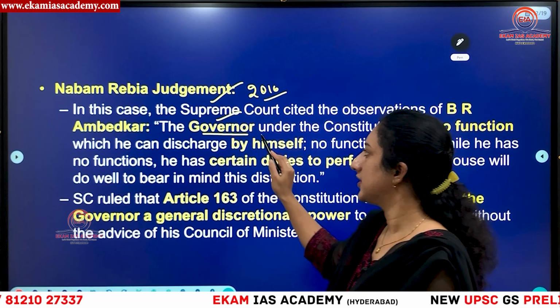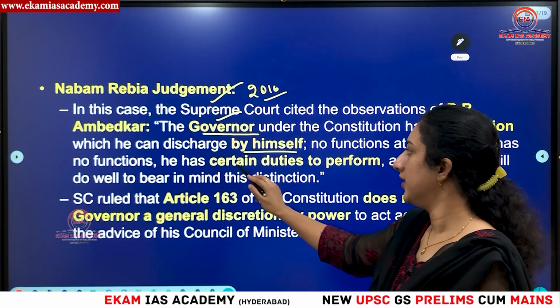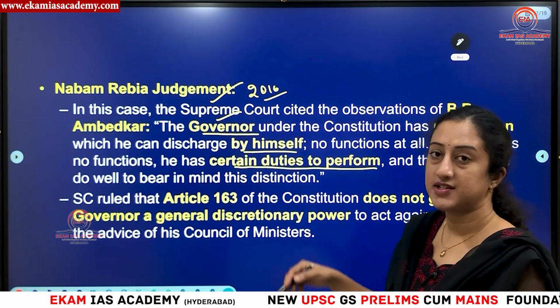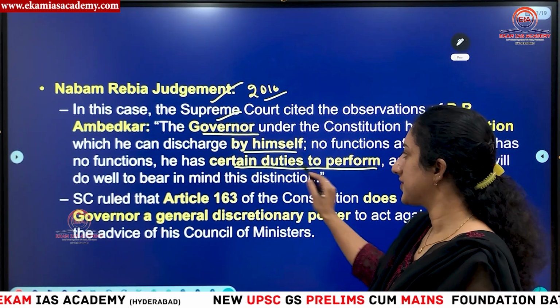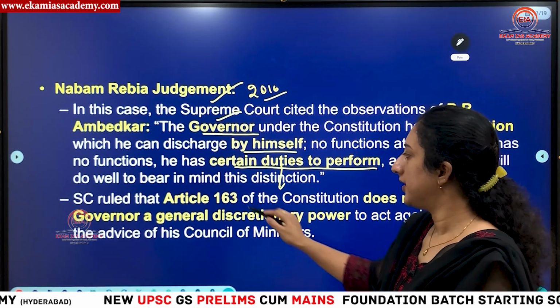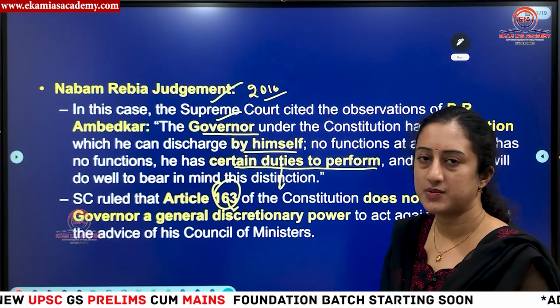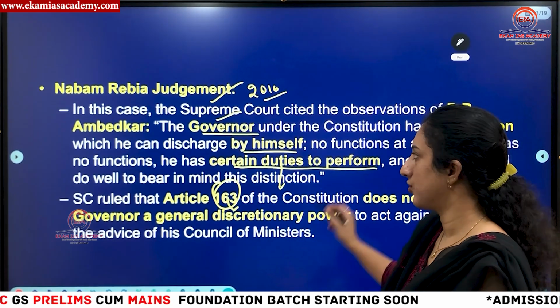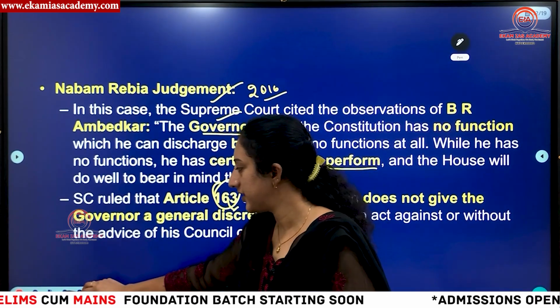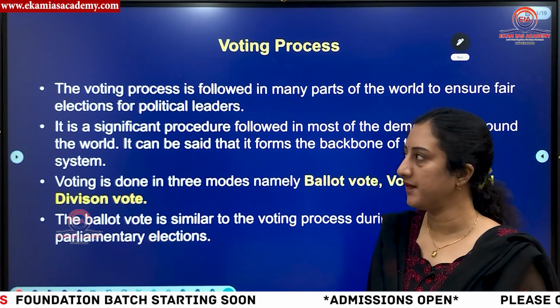He said the Governor by himself has no functions mentioned under the Constitution of India, but there are some duties. He doesn't have any power, but he has some duties to perform. So he has to abide by Article 163, following the aid and advice of the Council of Ministers, but he doesn't have any discretion or function of his own. He cannot decide anything on his own. That is the opinion of Ambedkar on Article 163 of the Indian Constitution.